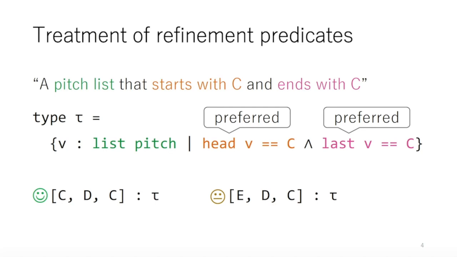So, in the specification of a C major melody, we would have two predicates representing non-mandatory requirements. Correspondingly, when deciding whether a melody is good or not, we would make a graded judgment rather than a binary one.